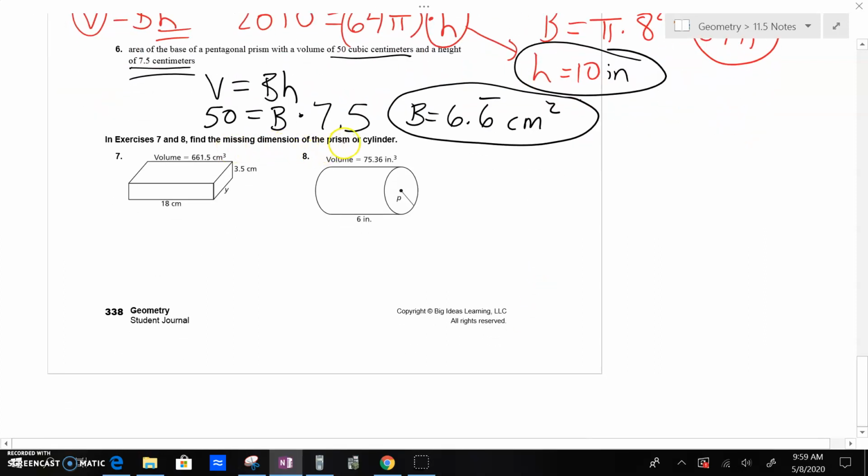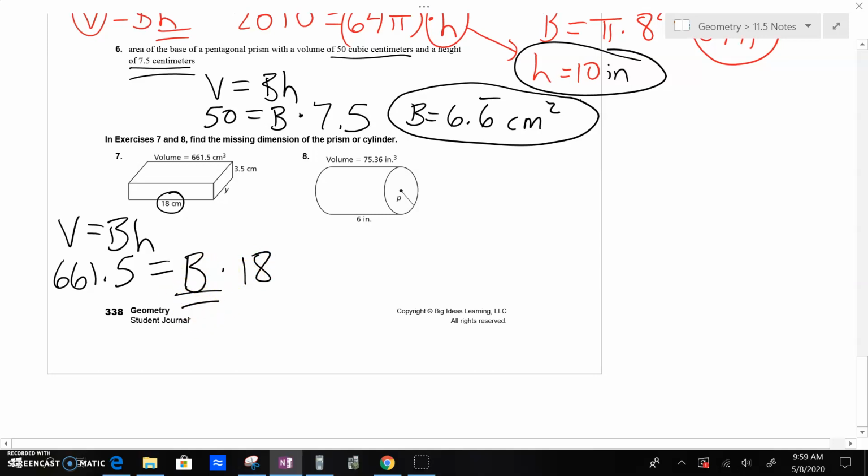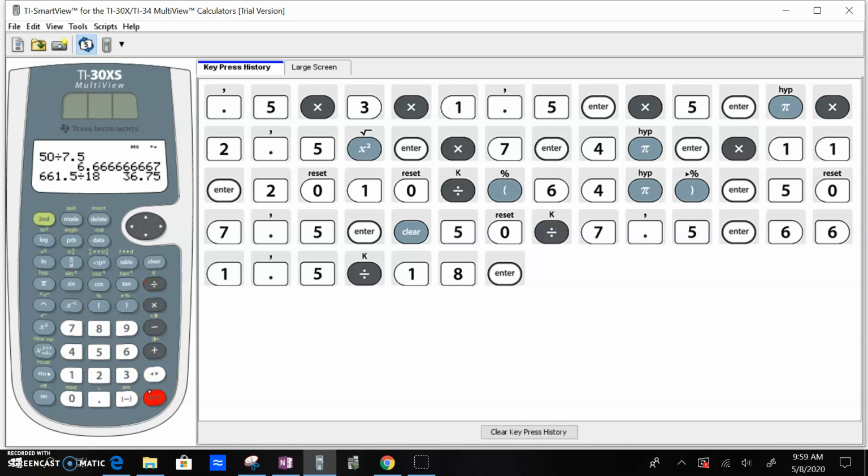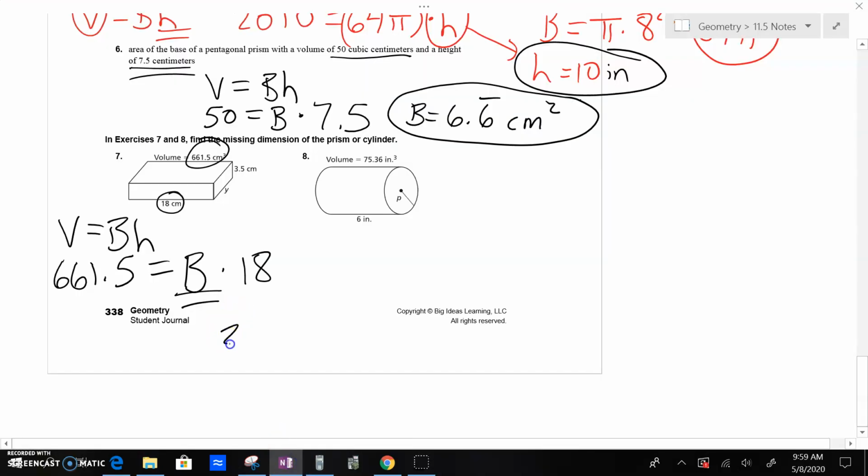Find the missing dimension on the prism or the cylinder. Well, we've got a volume that they've given us. So I'm going to plug that volume in for V. So 661.5. I don't have a base, but I do have a height. That's 18. So I know my height is 18. I need to figure out the area of the base. So I've used up 2 of the 3 numbers, and I'll get to the other 2 here in a moment. So I'm going to take 661.5 and divide it by 18. So 661.5 divided by 18, and hit enter, and that's 36.75. And that then is the area of the base.